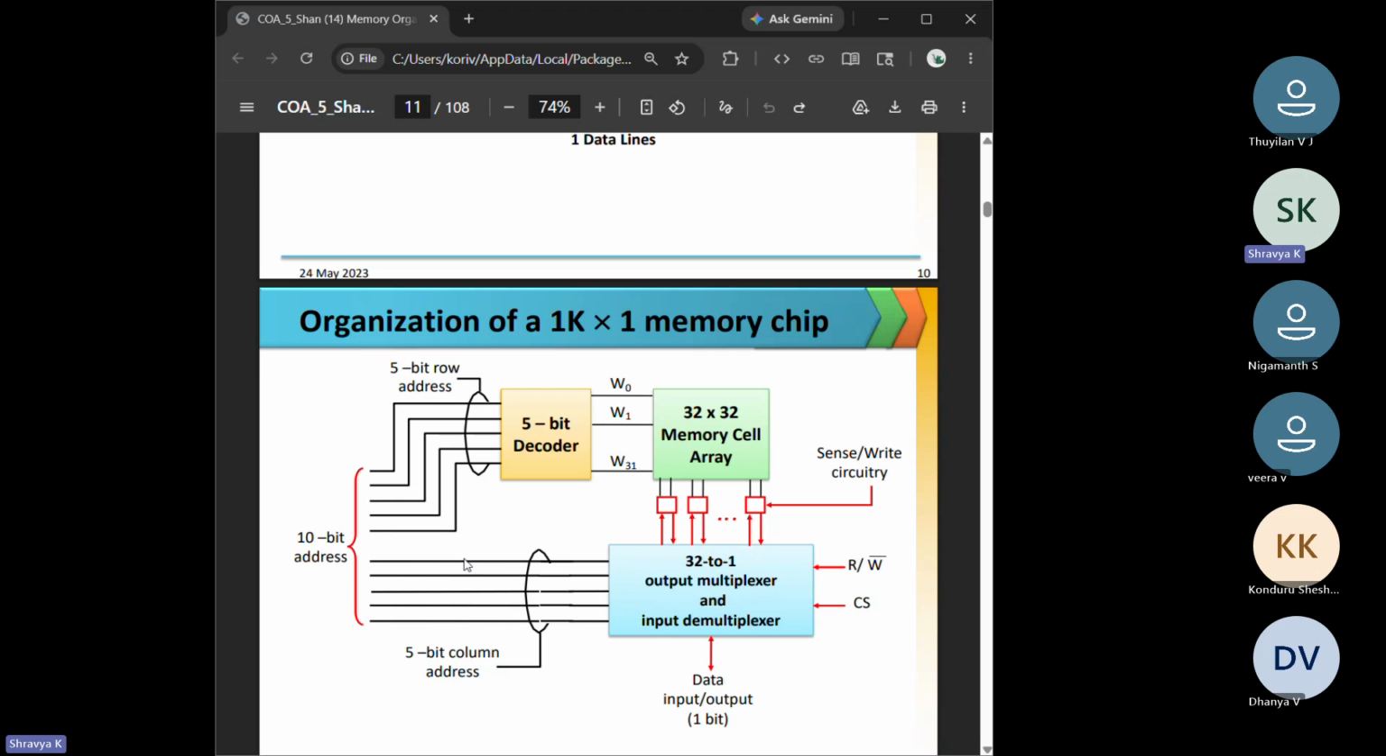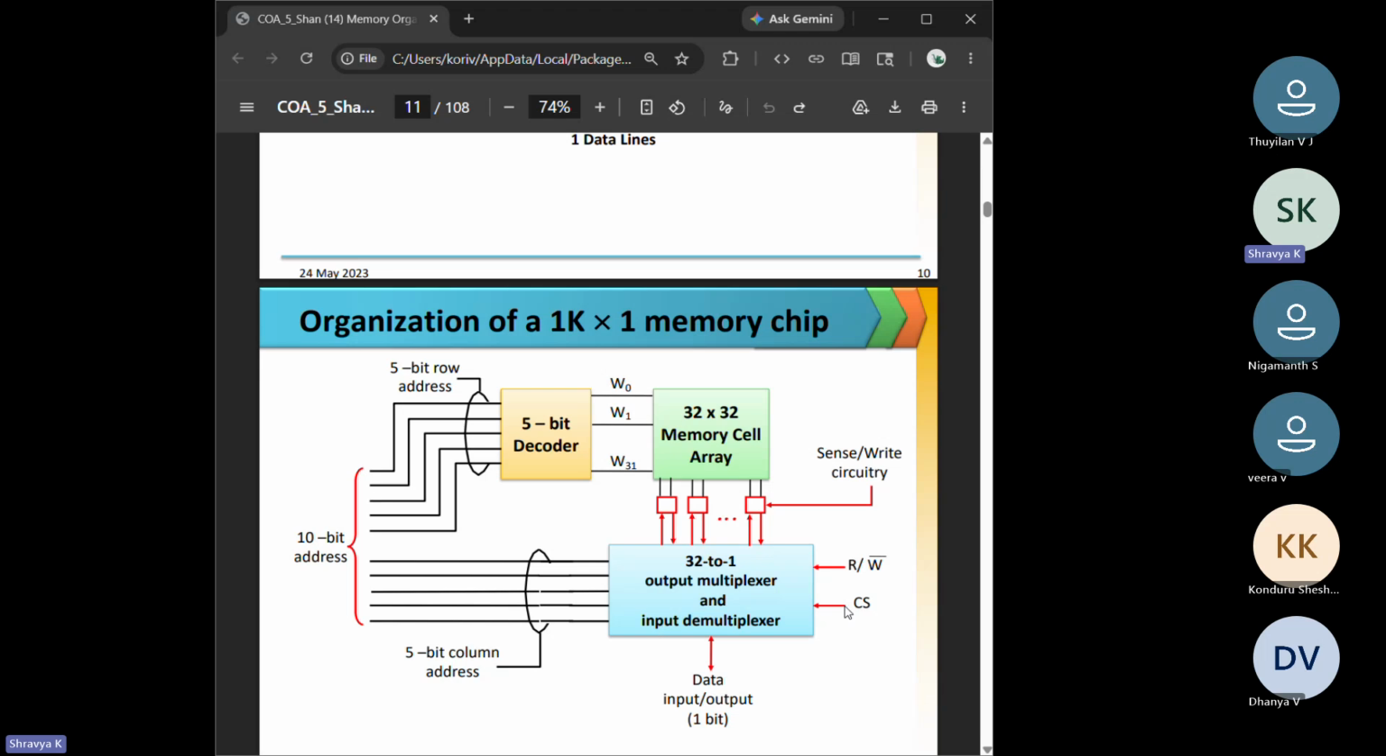So the rest of the 5 bits, you put into this system, which has a 32-to-1 output multiplexer and an input demultiplexer. The multiplexer is from many to one. So whenever you need the output, when you have a 32-bit thing and you need a 1-bit output, you use an output multiplexer.